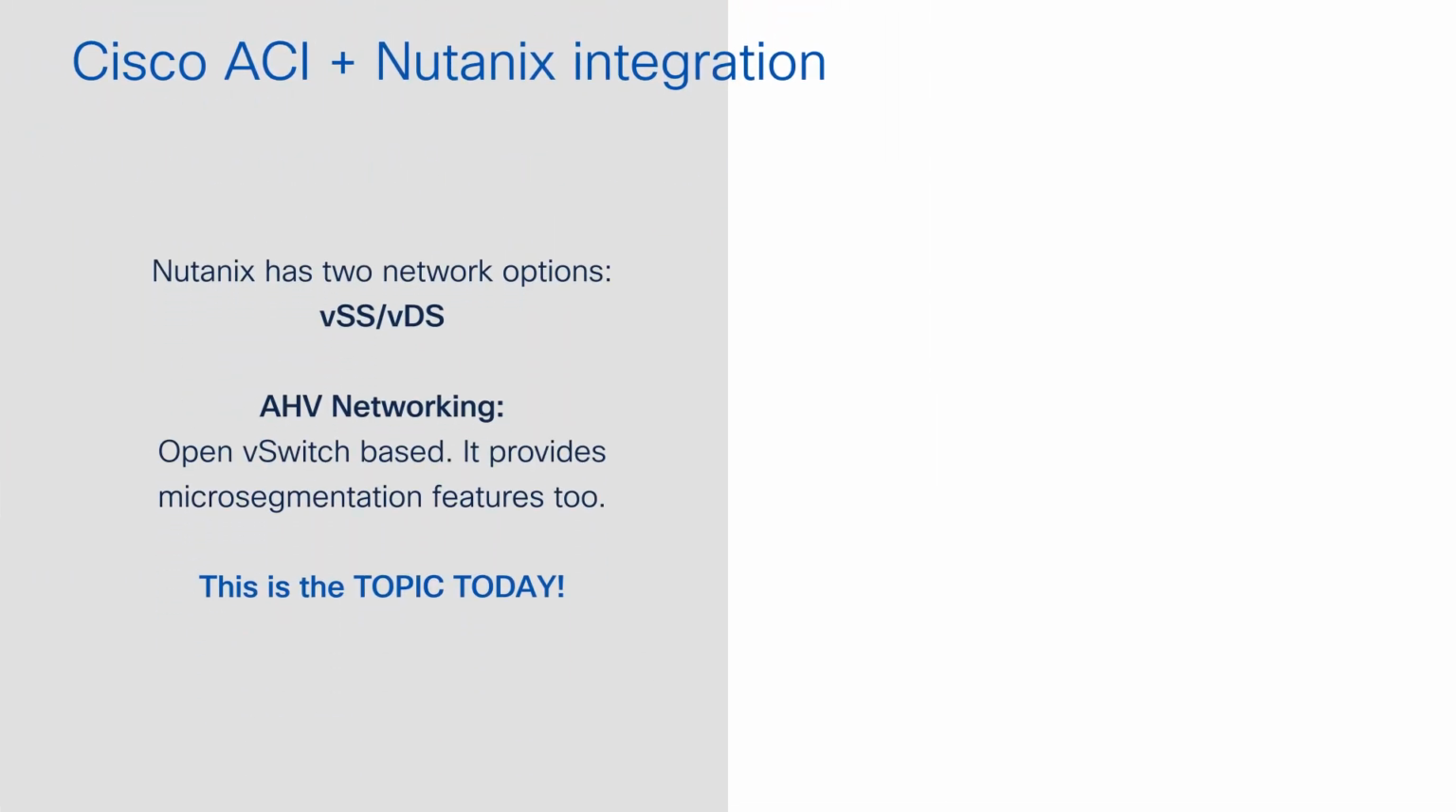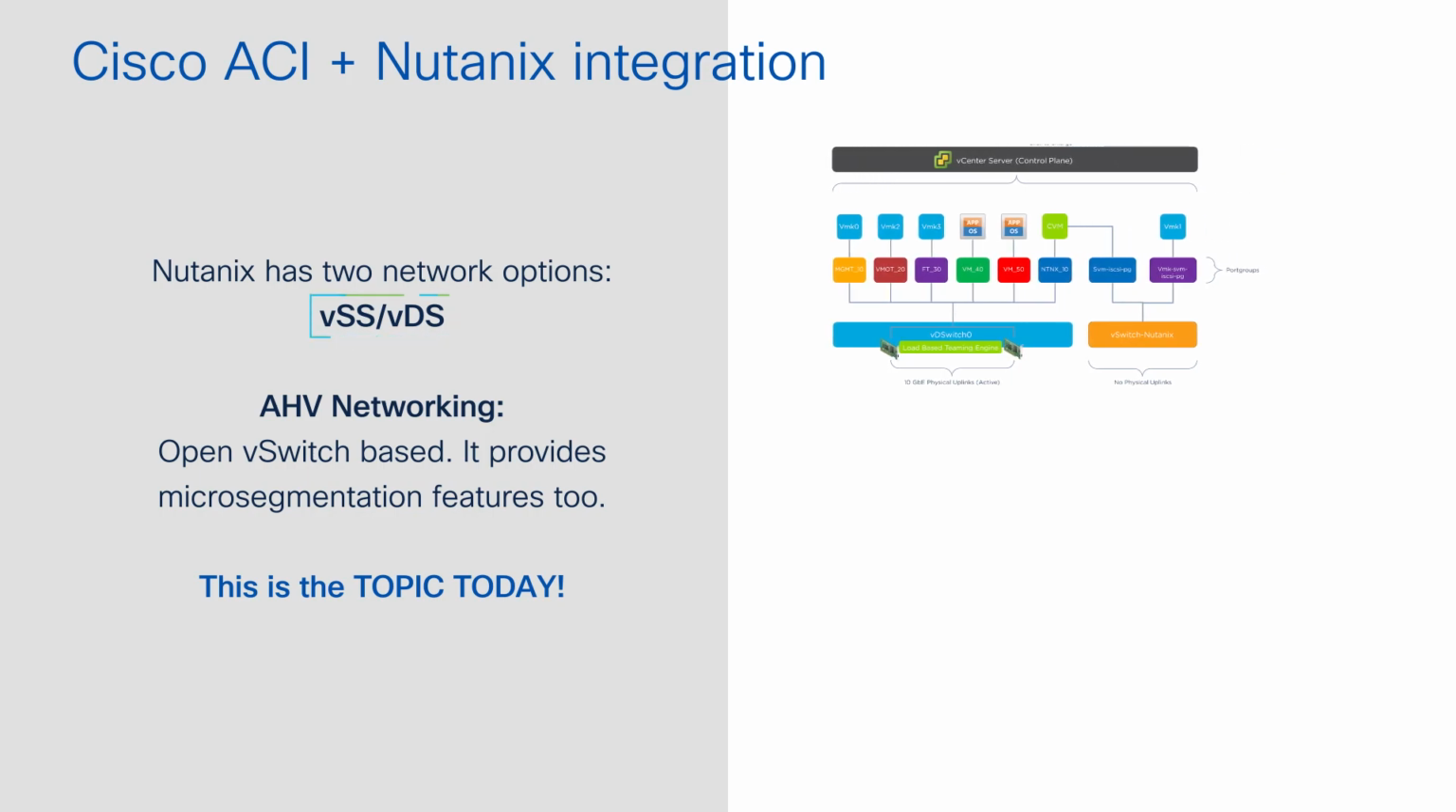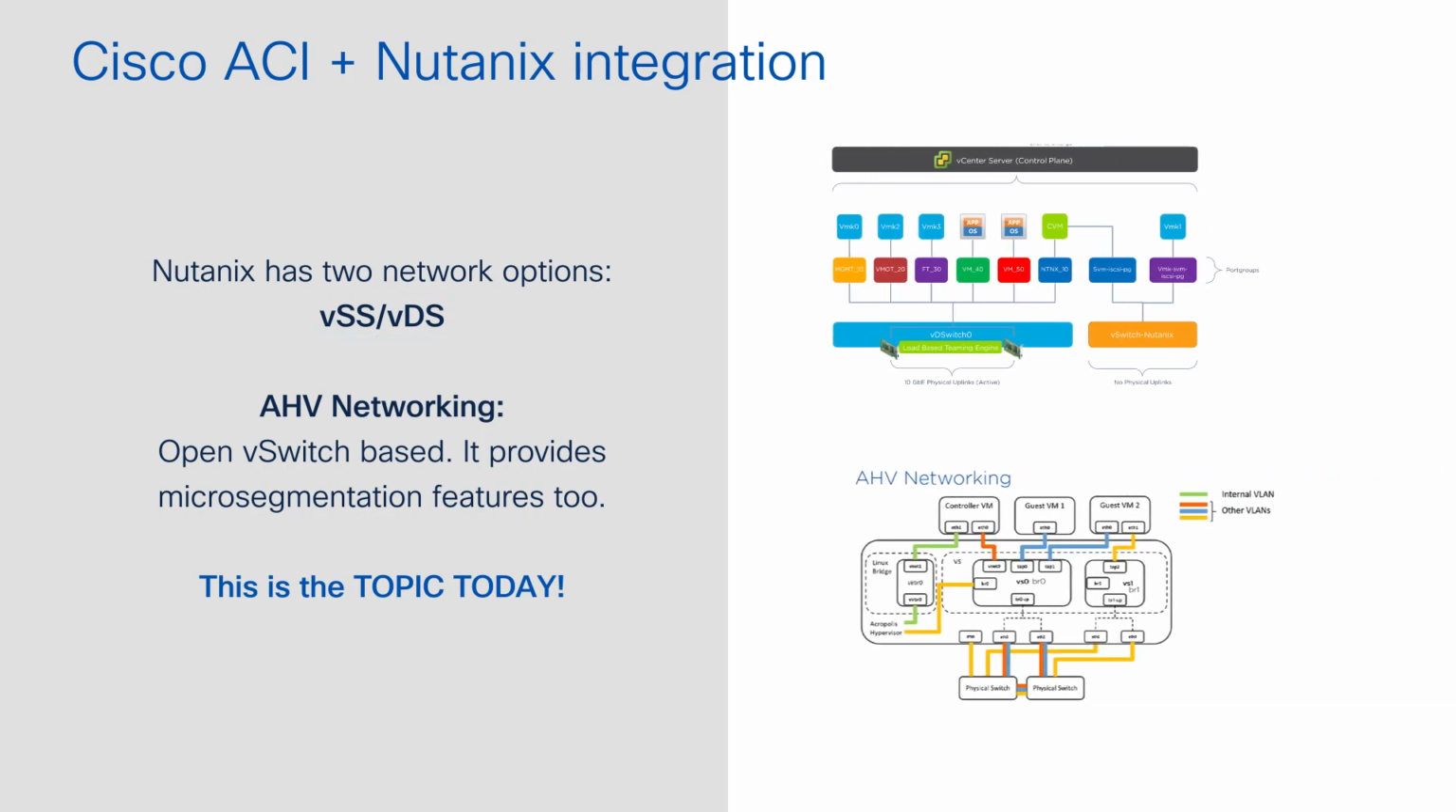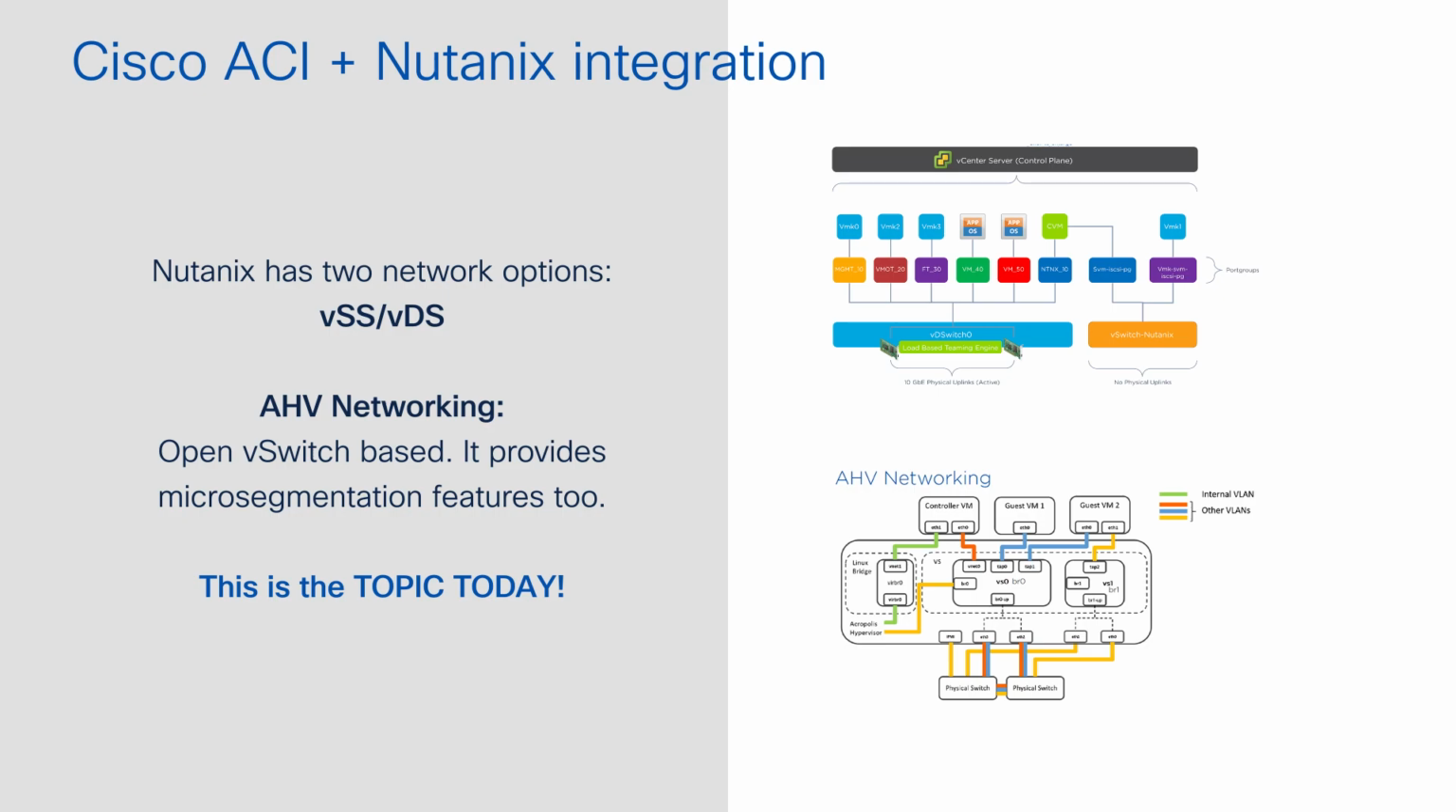Nutanix has two network deployment options. One is VMware VSS/VDS. The other is AHV networking that is Open vSwitch based. The integration we are going to talk about today is AHV networking integration.